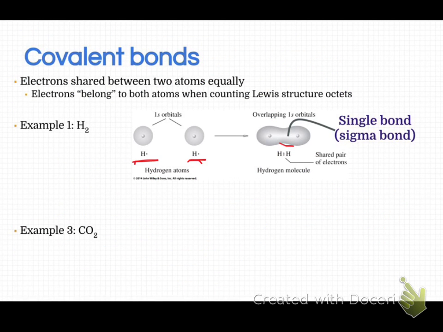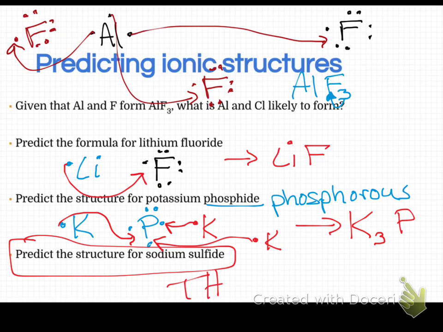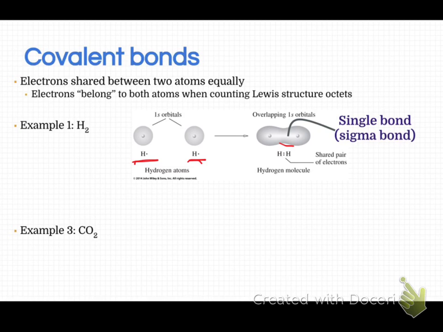All of these elements are a combination of a metal and a non-metal, so that means they are ionic compounds, probably. On the other hand, if I have two things which are non-metals, it's likely to form a covalent bond.